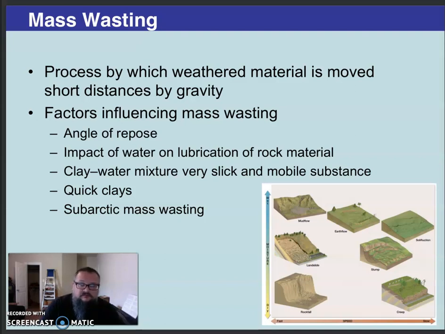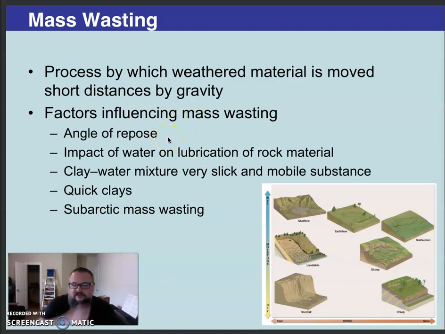We ended up talking about mass wasting. And before we go through the four major types of mass wasting, I just wanted to touch on a few other things that are important in determining how mass wasting happens. We talked about angle of repose last time.